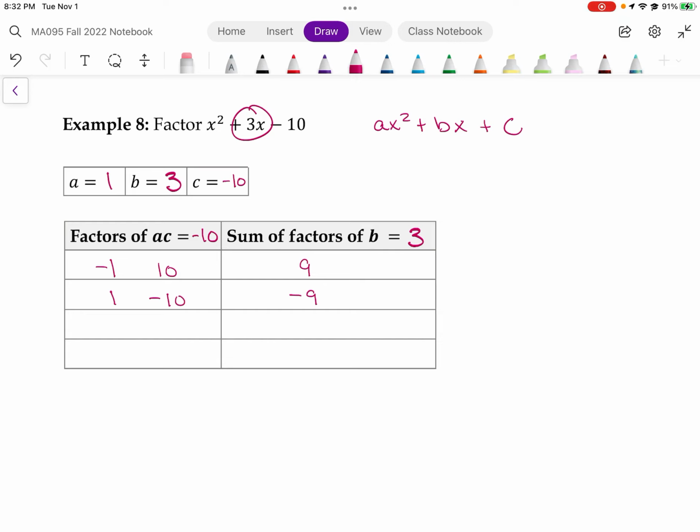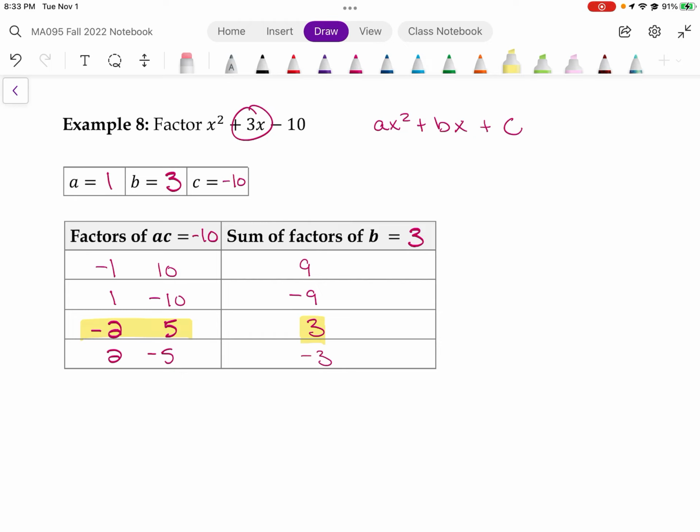So what's something else that multiplies to make negative 10? Well, we can do negative 2 and 5, or we can do 2 and negative 5. Well, what's the sum of negative 2 and 5? That's 3. Aha, we found it. Let's just continue to make it complete. 2 and negative 5 is negative 3. But we found the one. The one we were looking for is this one.